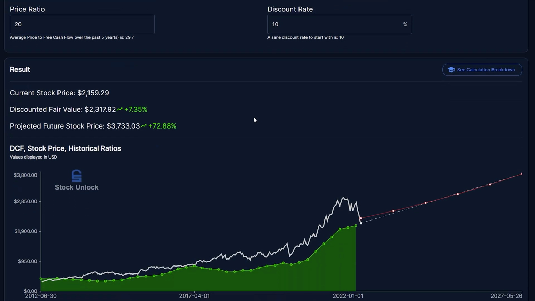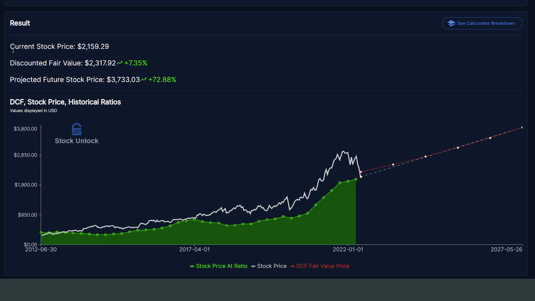And then what we can do is scroll down and take a look at our result. So this right here says that the current stock price of Google is about $2,159 a share. It then tells us that the discounted fair value of Google based on our inputs is about $2,317 a share, which is about 7.3 or about 7.4% above where the stock is currently trading, which basically means that based on our inputs, Google's stock is actually trading below fair value.